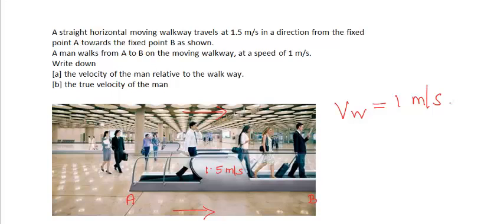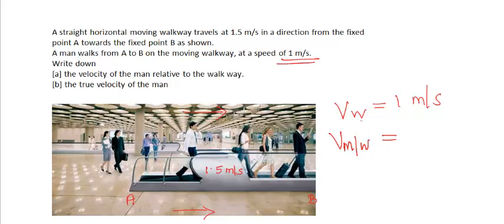A man walks on the walkway from A to B, and he's walking on the walkway at 1 meter per second. Let's take the velocity of the man as Vm. This is not the true velocity. This is the velocity of the man with respect to the walkway. So this you have to write as Vm given W.